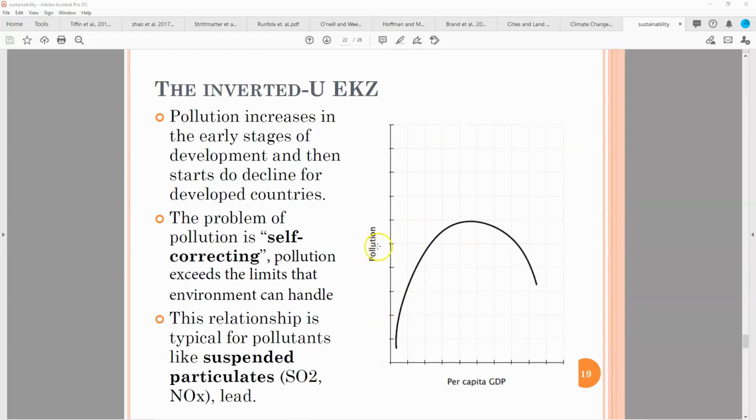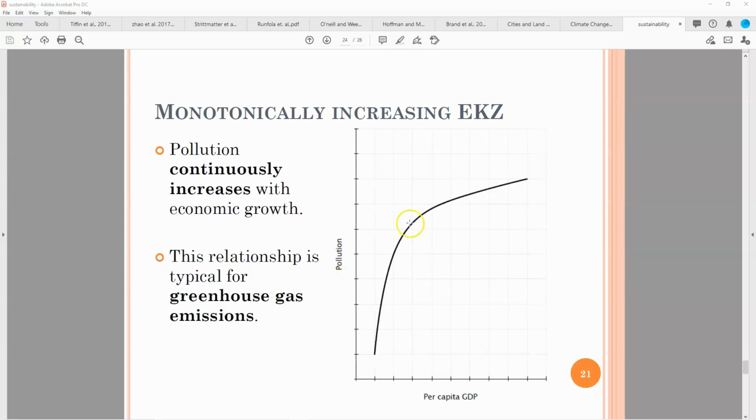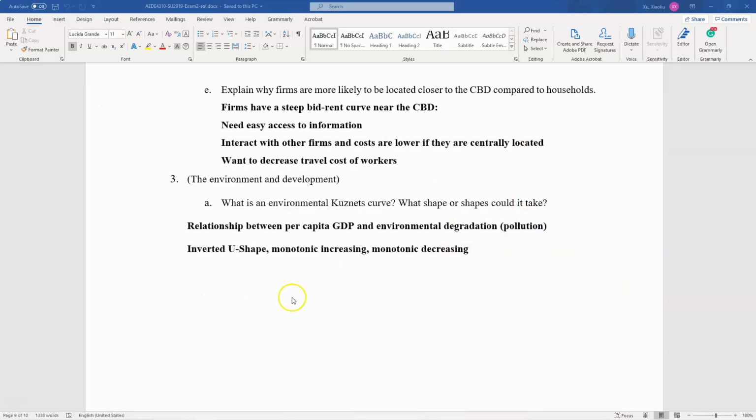The first one is the inverted U shape, and this relationship is typical for some suspended pollutants like SO2 or NOx. And the second one is the continuously decreasing one, and this relationship is typical for some water pollution. When we have more money, we get cleaner water. And the third one is the continuously increasing relationship between pollution and per capita GDP. This relationship is typical for some greenhouse gases like CO2. So that's all for the Kuznets curve.